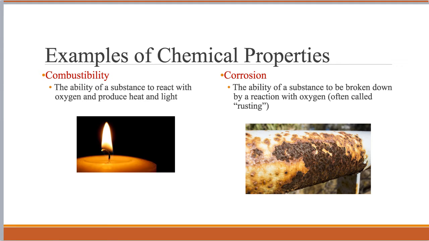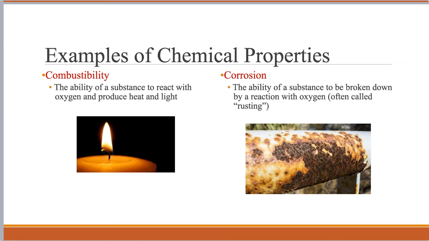Then we get to chemical properties. Chemical properties, remember, are ones that we only can observe if there's a chemical reaction happening. And so they're more closely tied to the type of chemical reaction. So there's just a few I want to highlight. You'll learn more about that as we do chemical reactions in class.